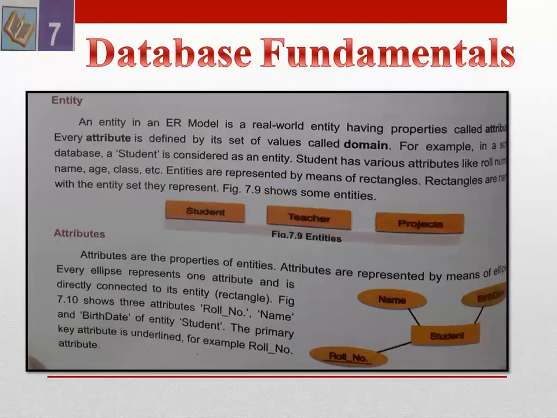An entity in an ER model is a real-world entity having properties called attributes. Every attribute is defined by its set of values, called domain. For example, in a school database, a student is considered an entity. Student has various attributes like roll number, name, age, class. Entities are represented by means of rectangles. Rectangles are named with the entity set they represent.